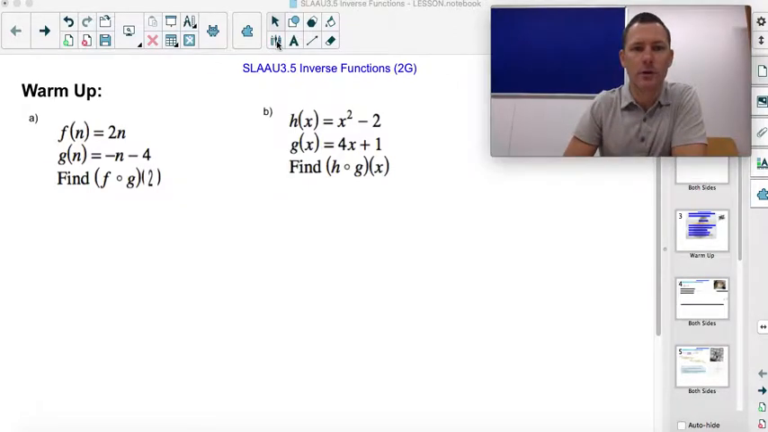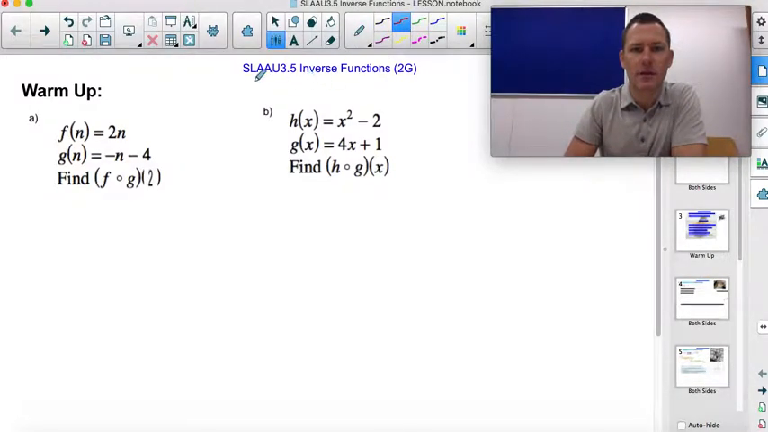Hey dudes, we're looking at 3-5 inverses, inverse functions that is. Try these out as a warm-up. These are composites like we were working on yesterday, and pause me until you got them. Go.